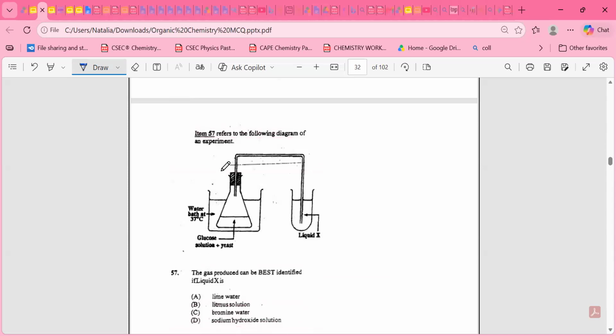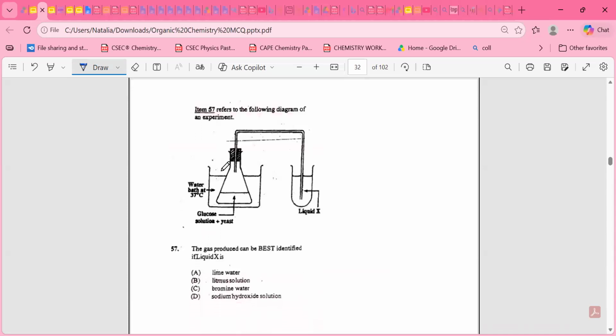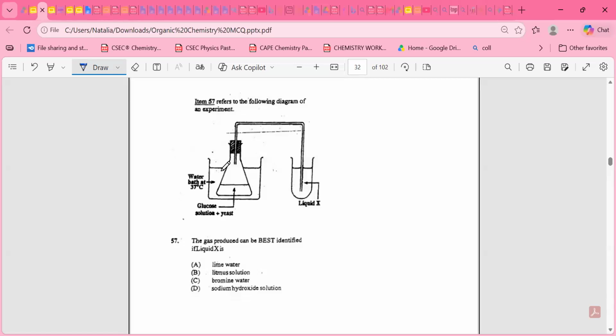Items 57 refers to the following diagram of apparatus. Diagram of an experiment. So we have a water bath, which is 37 degrees Celsius. We have a glucose solution with yeast. When glucose reacts with yeast, it produces ethanol and carbon dioxide. Carbon dioxide is going to come down here. So what's liquid X? Use the test to identify the gas produced. What liquid do we use for carbon dioxide? Calcium hydroxide solution, or lime water.